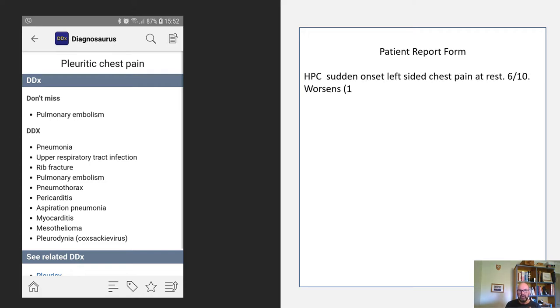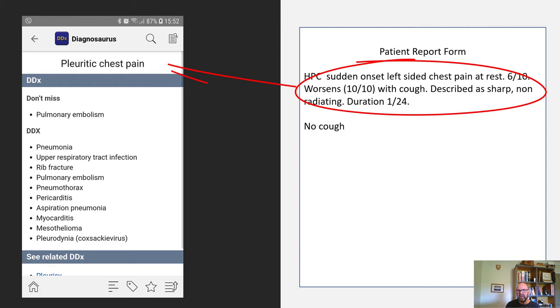I've used the OPQRST structure and I've included the associated symptoms. In this case, it's the absence of cough, which is a pertinent negative, but we'll talk more about these later. So at this stage, I've already put on my top-down thinking and put the pulmonary embolus on the radar until it can be proven not to be there.